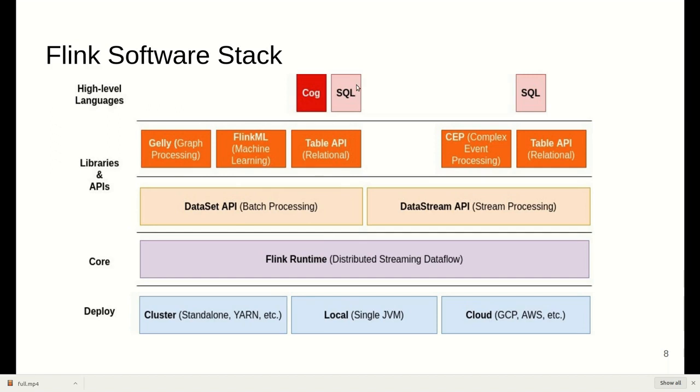Flink implemented SQL as a high-level language on top of the table API, so that it can be used with relational querying. That was before our implementation, and we implemented our system on top of the table API to provide Datalog support on top of the relational API, to enable users to write programs conveniently and concisely.